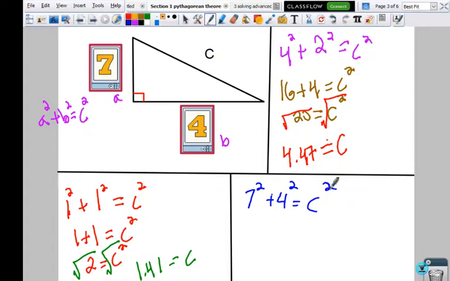Okay, let's keep going through it. What's 7 squared? That's 49. Okay, plus what's 4 squared?